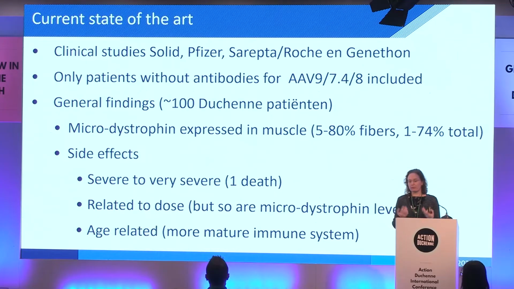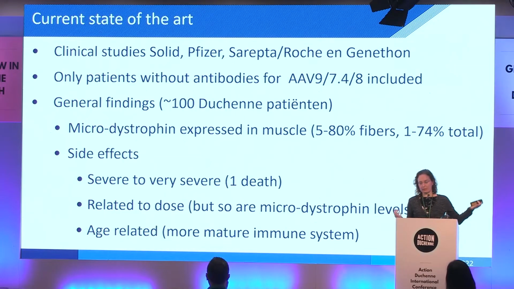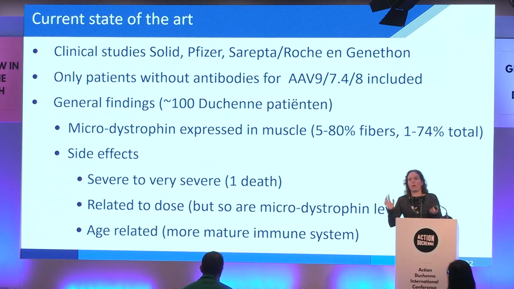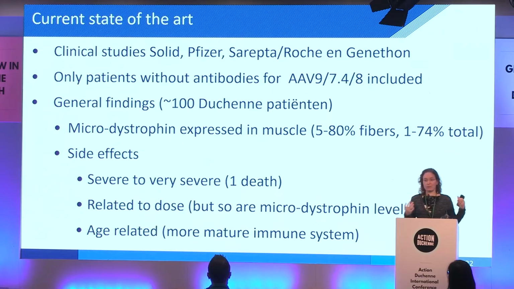And from this, we know some general findings. So we know that if you do systemic treatment, so into the bloodstream, that microdystrophin will be expressed in the skeletal muscles. The levels differ. So it's anywhere between 5% of all the fibers to 80% of all the fibers. And if you look at the absolute numbers, about 1 to 74% of normal dystrophin. However, there's also been side effects, and these have been severe to very severe, and sadly 1 patient so far has died after receiving AAV gene therapy.